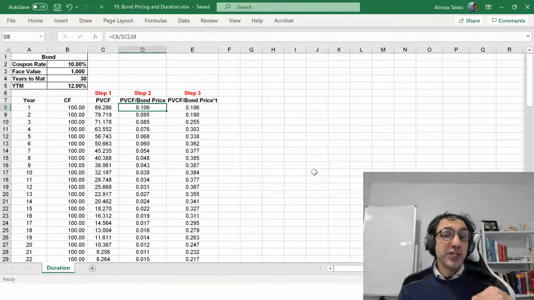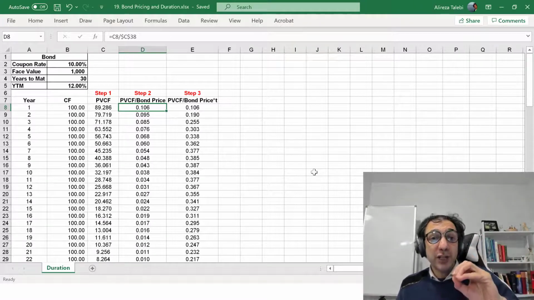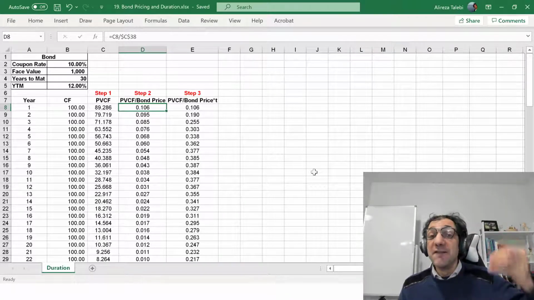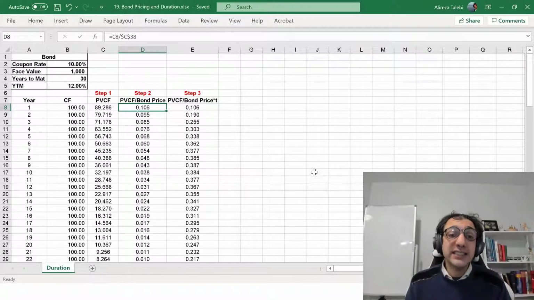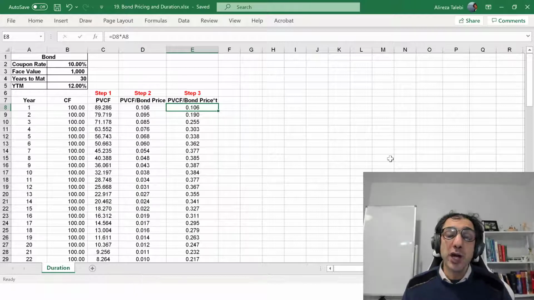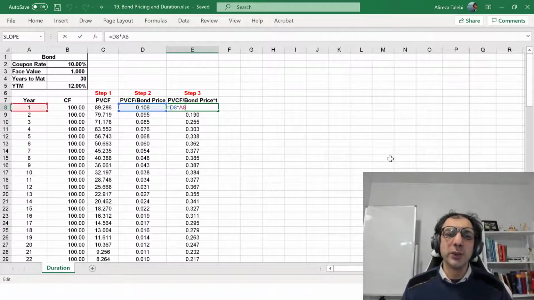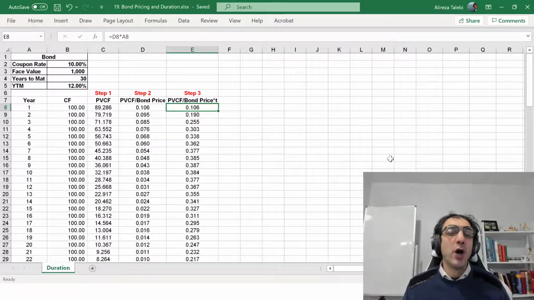Now, this is interesting. For duration, you have to include the value of the time, and as you're talking about a longer period of time, the effect of time is becoming more important. In other words, you have to multiply the t by the number you calculated in step 2: present value cash flow divided by bond price times the t. For example, for the first year, you just multiply 1 by what you calculated from the second step, which is 0.106. So it gives you the same 0.106.